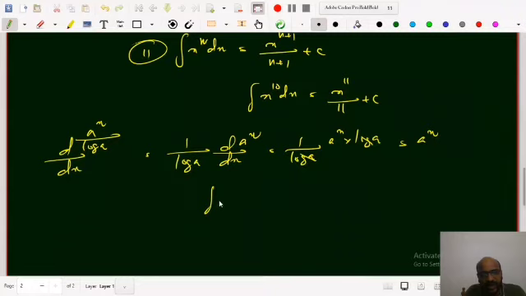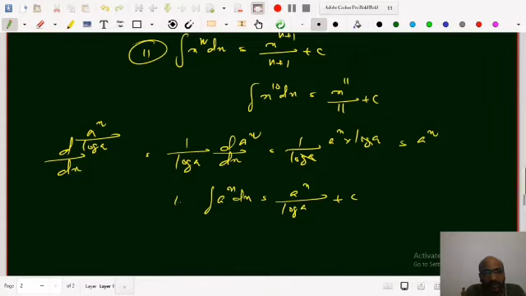Therefore, integration of a raised to x dx is equal to a raised to x by log a. Don't confuse it with the derivative of a raised to x. What is the derivative of a raised to x? That is a raised to x into log a. Integration of a raised to x is a raised to x by log a.